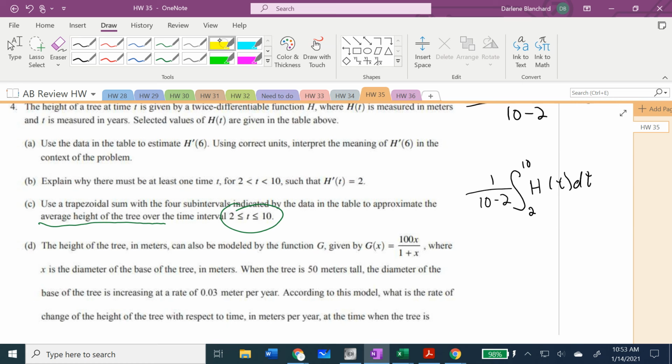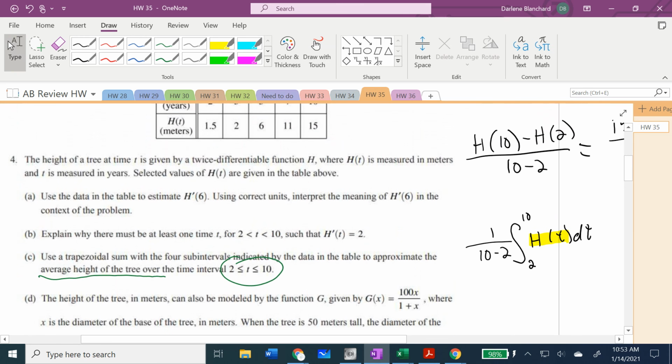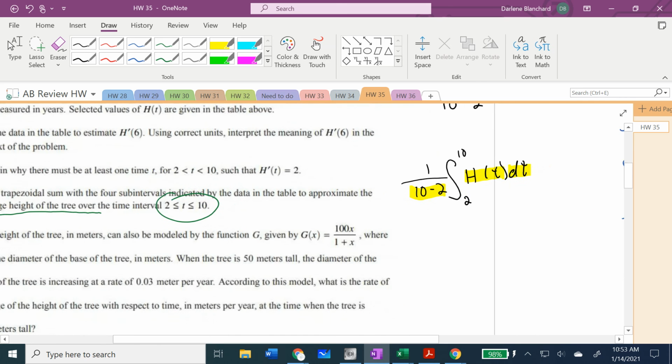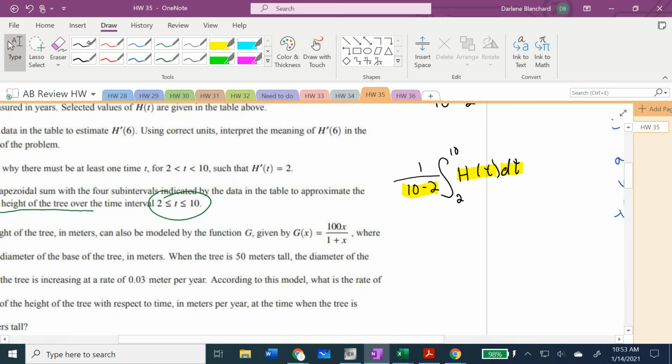And I want to remind you that when you're doing average value in this manner, the units you have for the integrand h of t are meters in this case. You're going to multiply by the time units. You'll have meters times years, but then you're going to divide by the time unit to go back to just meters. So know that when you do average value, the units of that are always the same as the units of the integrand.